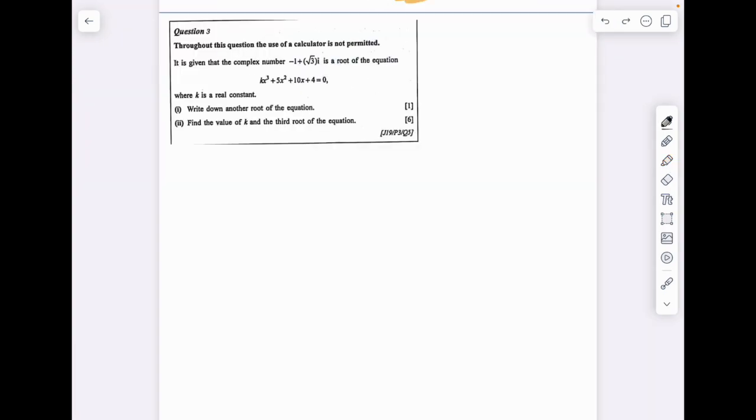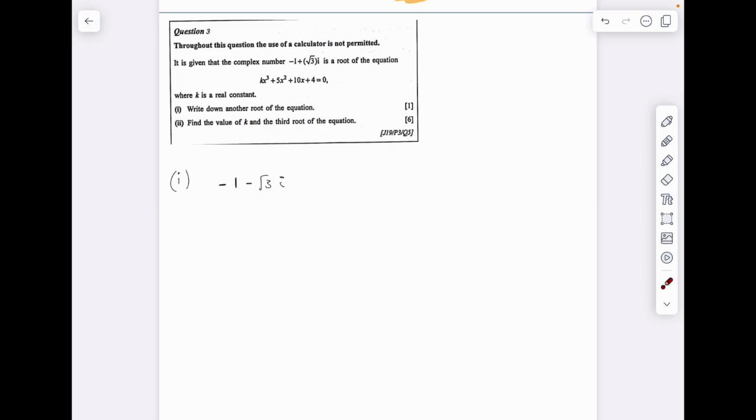Alright, guys, now for question 3, what we've got here is the complex number -1 plus root 3i is a root of the equation kx cubed plus 5x squared plus 10x plus 4 equals 0. Write down another root of the equation and find the value of k and the third root. Standard question. So how do we do this? Well, first thing is, the other root is just a theory thing. So the other root here is going to be -1 minus root 3i.